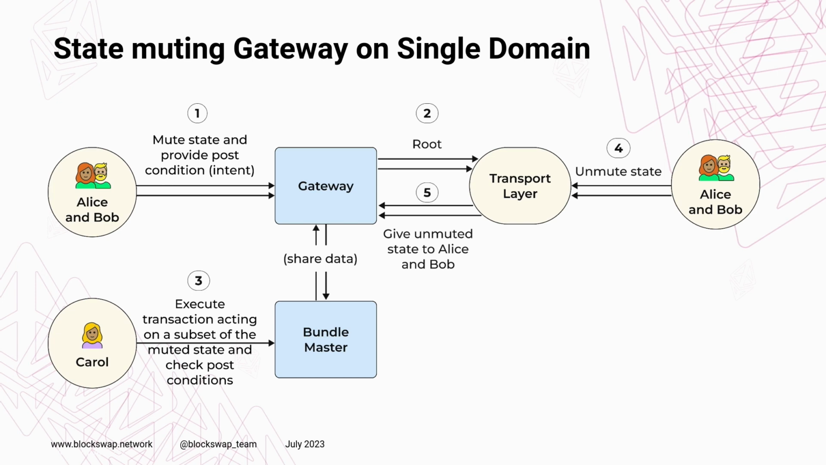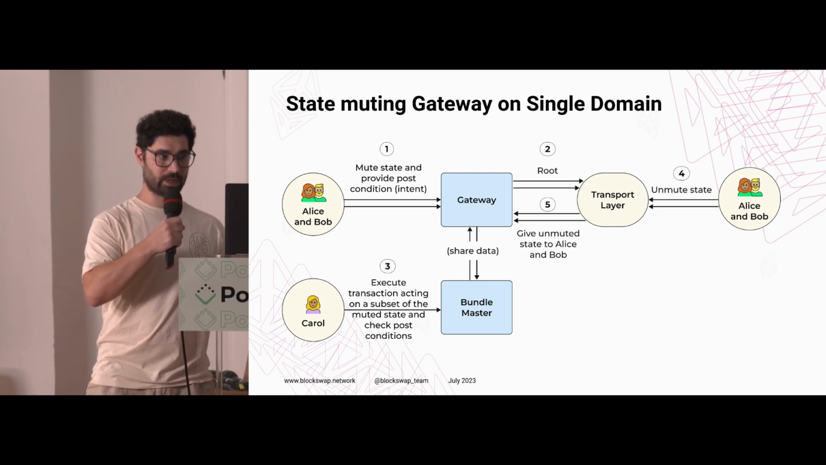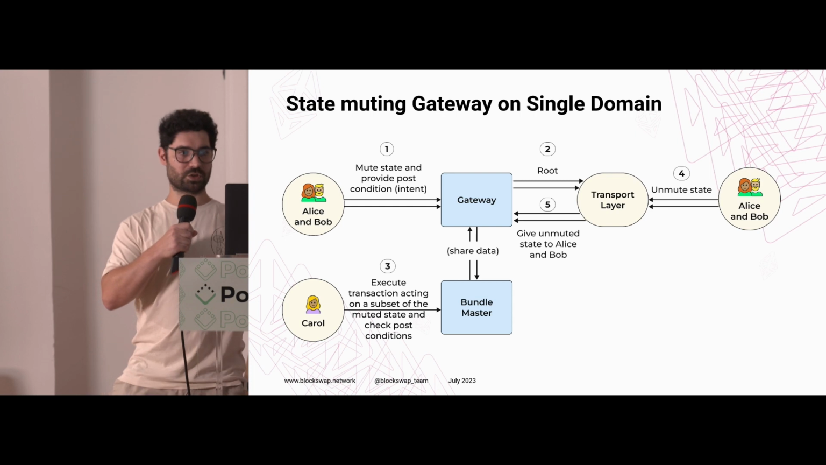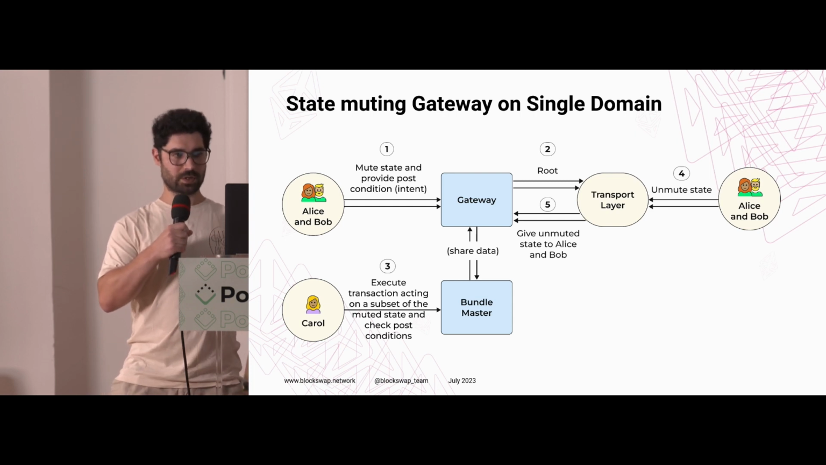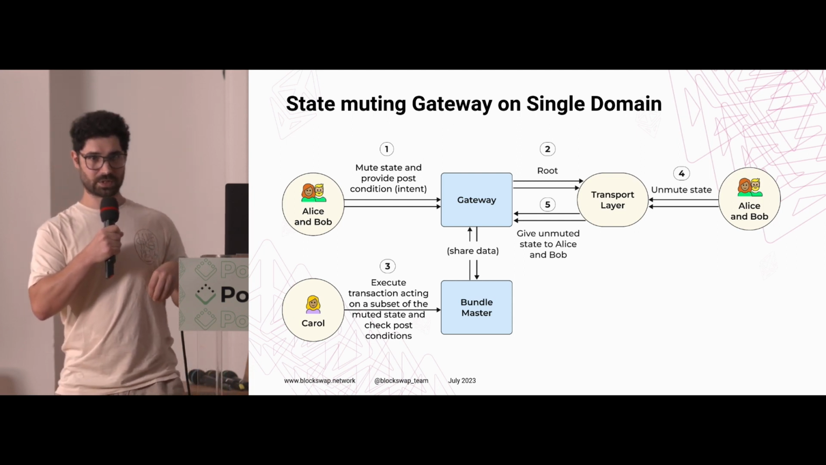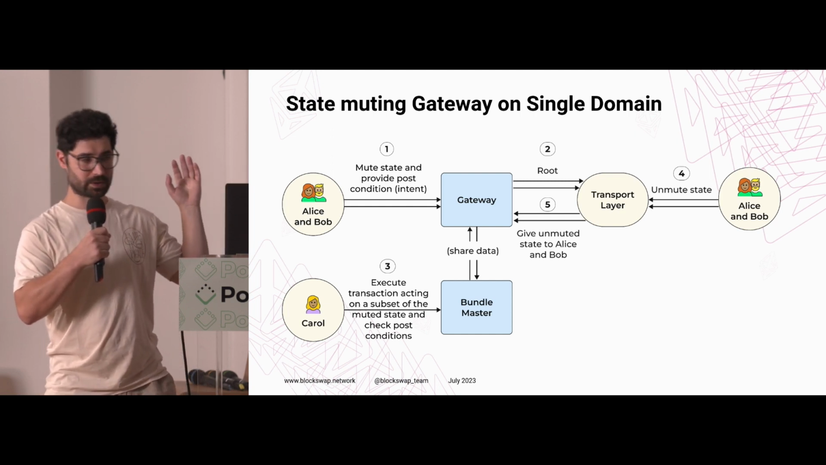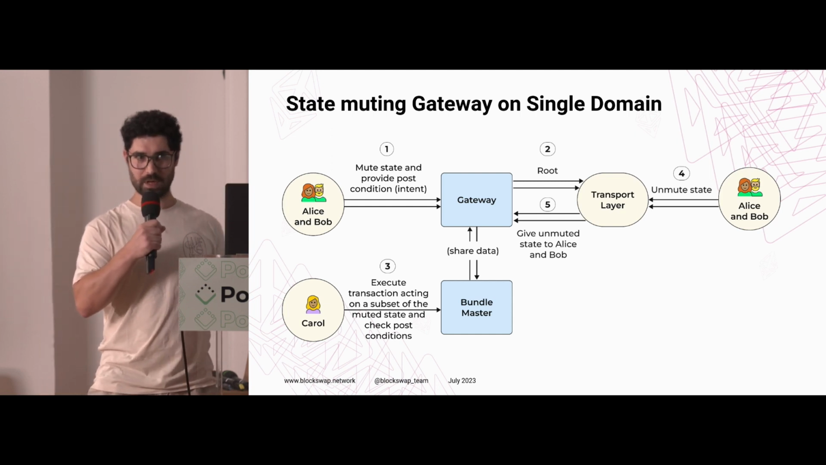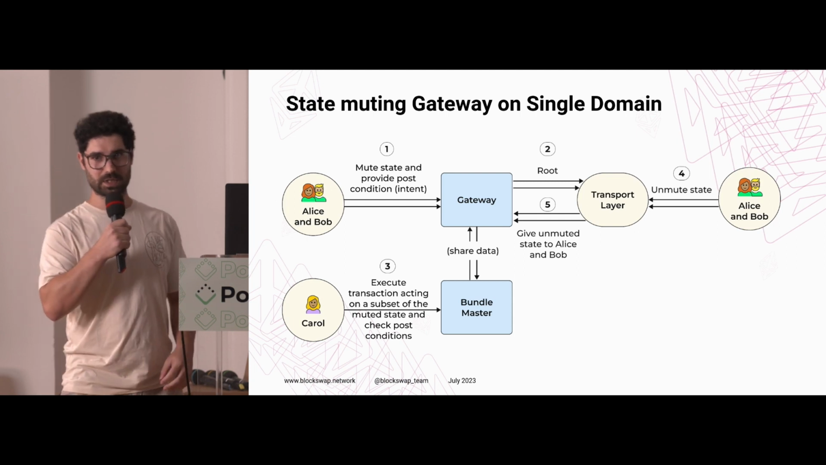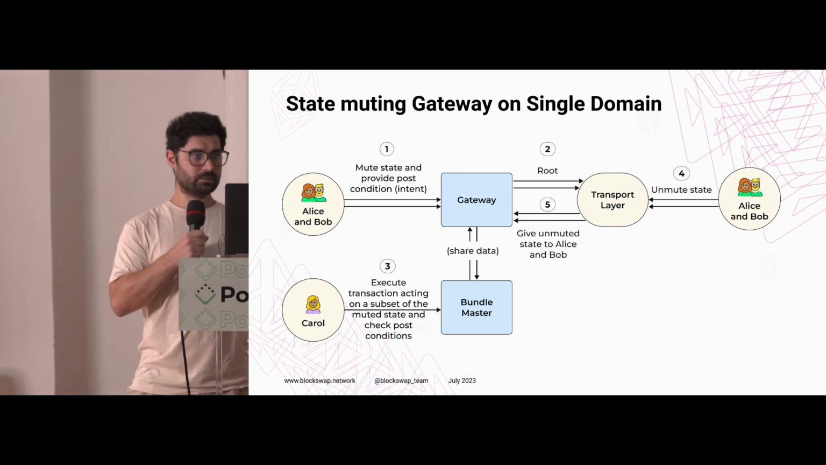Then the transport layer will get access to the accumulator root, and Carol will be able to come and say, I want to execute this transaction acting on a subset of the mutated state that is located on the gateway. So what happens? The bundle master's job is to execute her transaction, which may depend on some state from the gateway, and then afterwards make sure that the post conditions are satisfied. If they're not satisfied, everything will revert and nothing will have happened. But if they are satisfied, then Alice and Bob are happy because their post conditions are satisfied, and they may have made some money or something like that.